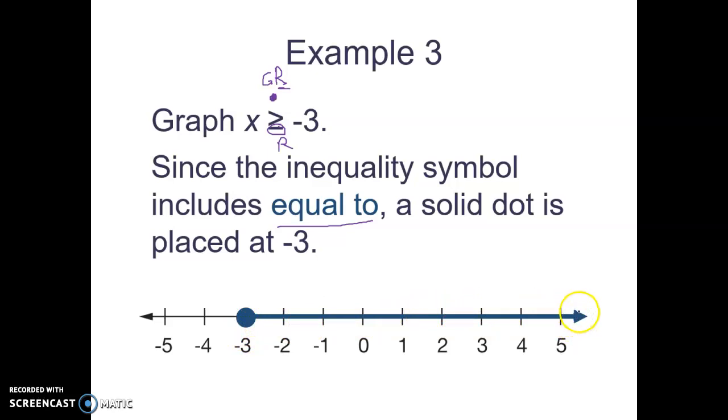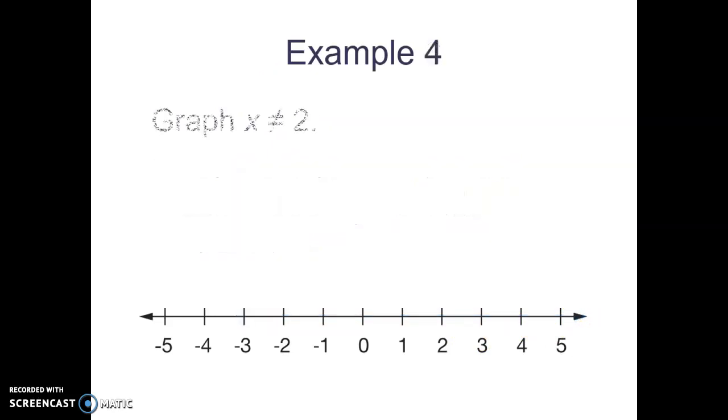Again, we put a little arrowhead at the end to show us that our solution set is infinite, so that it's going to keep on going. Right? How do you think we would graph this one? x is not equal to 2.